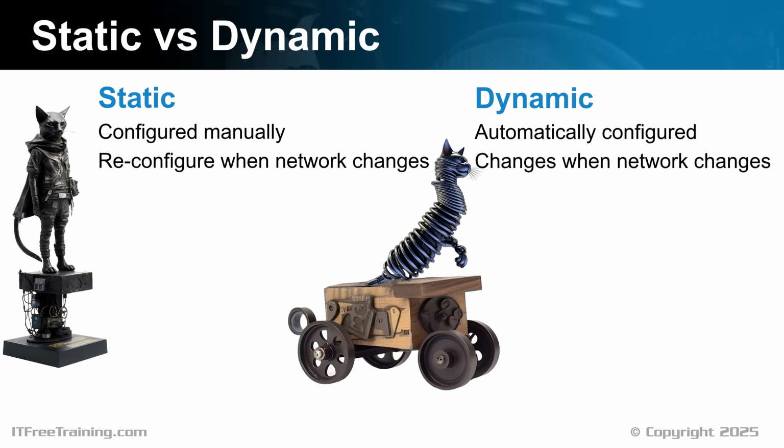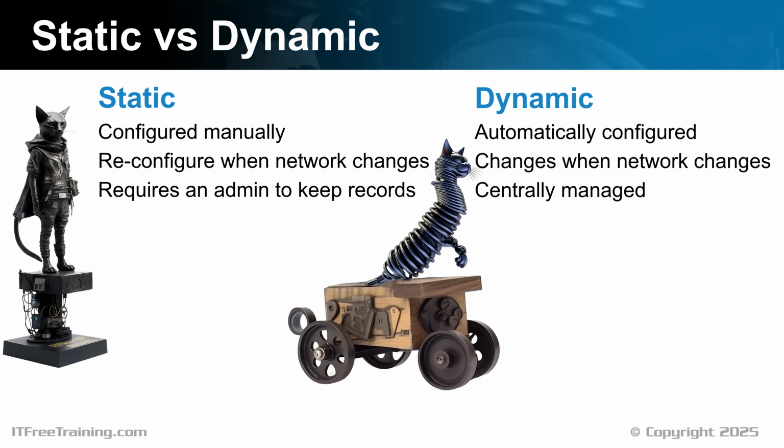Static networking will require the network administrator to keep records for each IP address that has been allocated on the network. Dynamic allows for centralized management of IP addresses. Thus, the administrator is not required to keep records of which IP addresses are allocated.